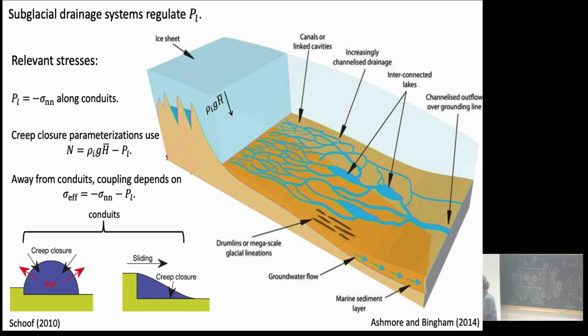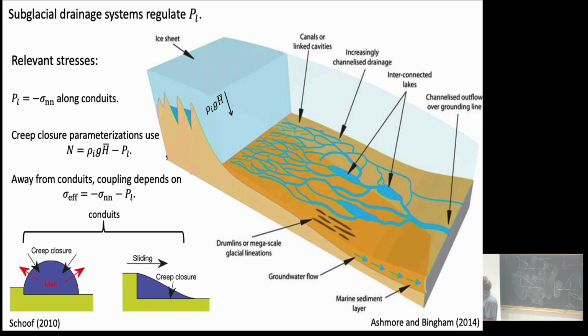Okay? Now, the rate at which things creep closed depends upon this parameter here. In glaciology, we refer to this as the effective stress, which is not super helpful because we also need to refer to something else as the effective stress down here. So the mechanics of how things creep closed depend on the far-field stress in the ice, the difference between that and the liquid pressure.